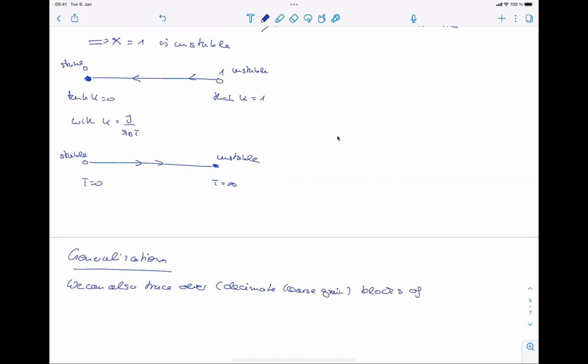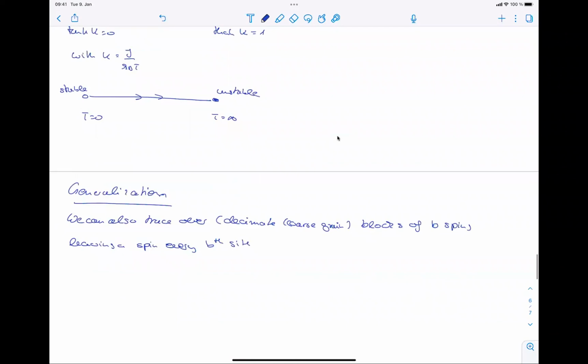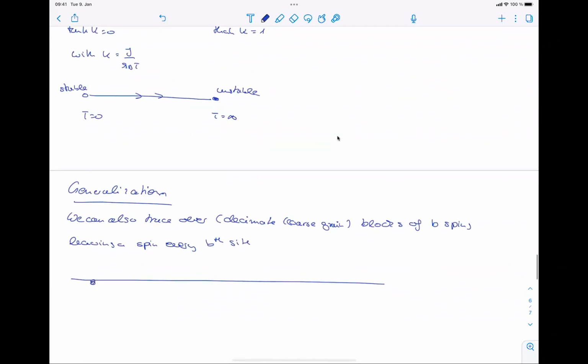Blocks of B spins, leaving a spin on every B's side. So that would be the first generalization, with the idea that if I go back to my 1D, and these are my original spins again.